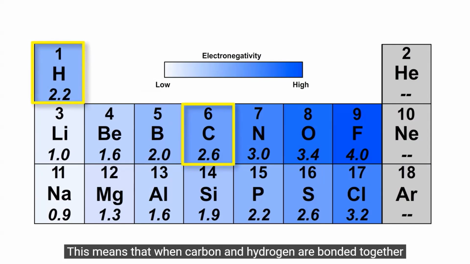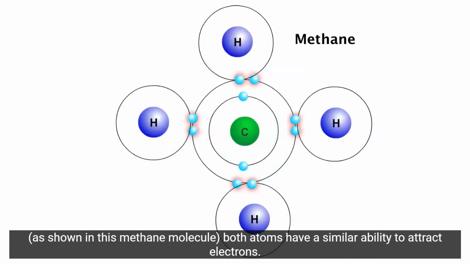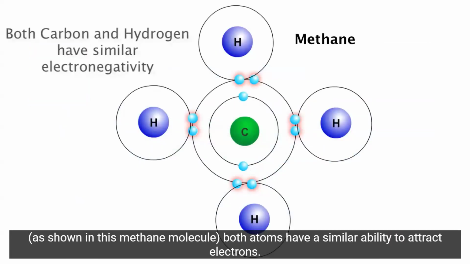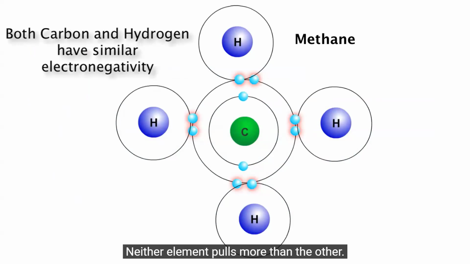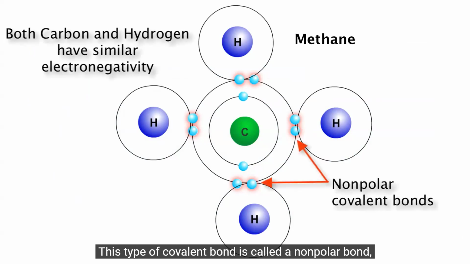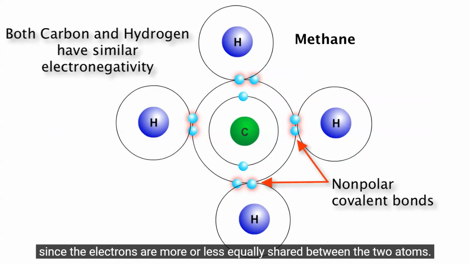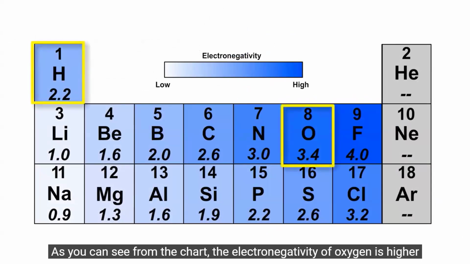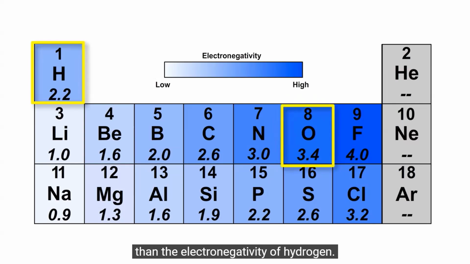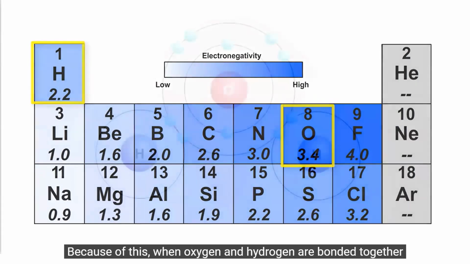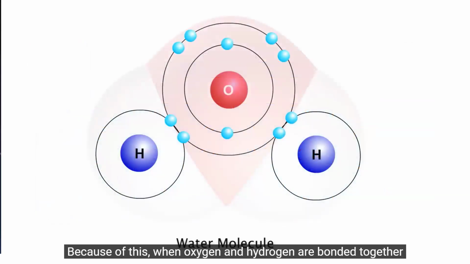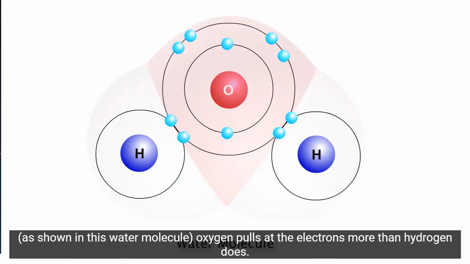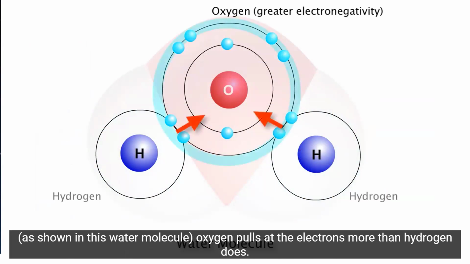Notice that they have similar shading and close electronegativity values. This means that when carbon and hydrogen are bonded together, as shown in this methane molecule, both atoms have a similar ability to attract electrons. Neither element pulls more than the other. This type of covalent bond is called a nonpolar bond, since the electrons are more or less equally shared between the two atoms. The electronegativities of hydrogen and oxygen are very different. The electronegativity of oxygen is higher than that of hydrogen. Because of this, in this water molecule, oxygen pulls at the electrons more than hydrogen does.